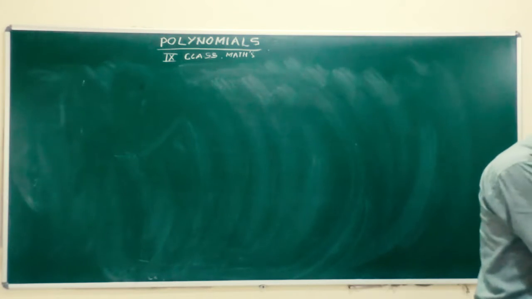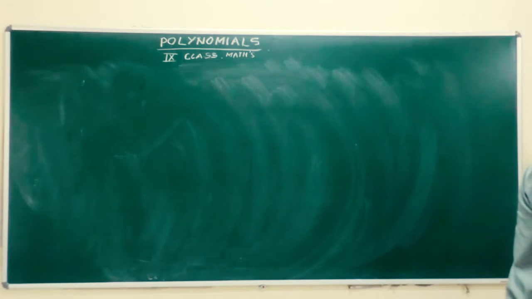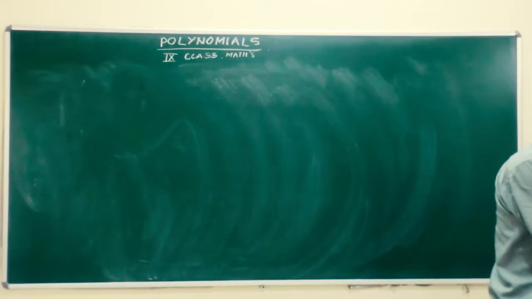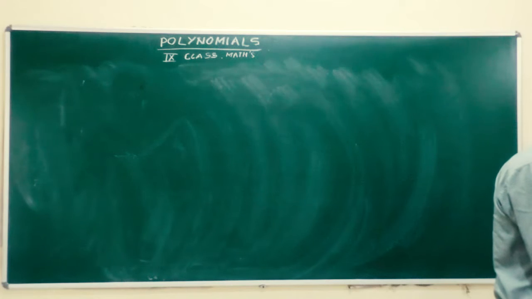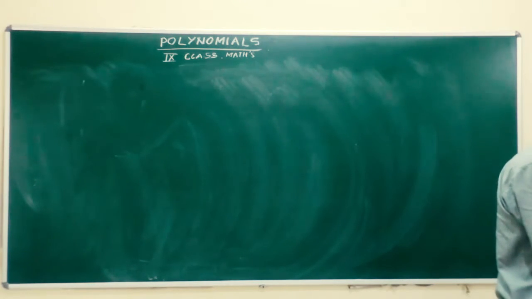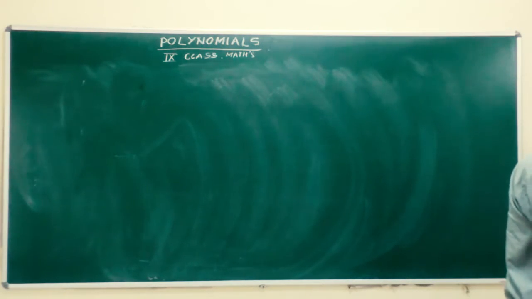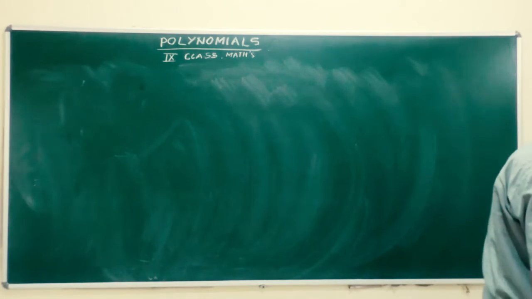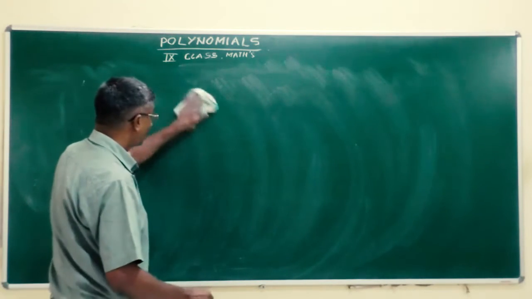Factorize x cube minus 23x square plus 142x minus 120. This example is given. You just solve it first, then in the next lecture we will solve this example and exercise number 2.4. I am just starting with some identities which you know already, but in the next lecture you must come with the preparation how the algebraic identities can be used. We will solve the exercise number 2.4 in the next video lecture.